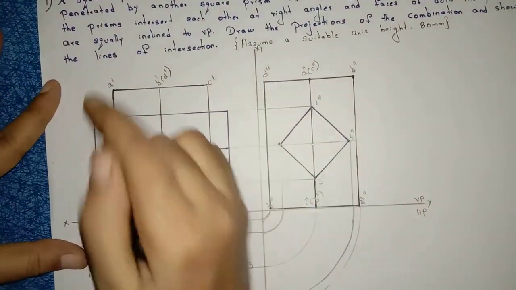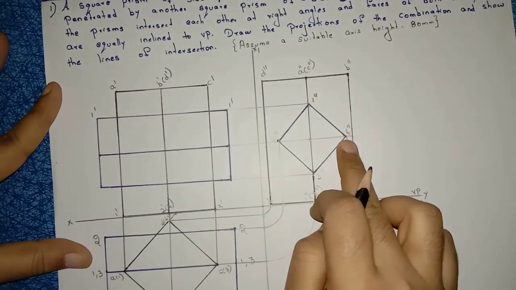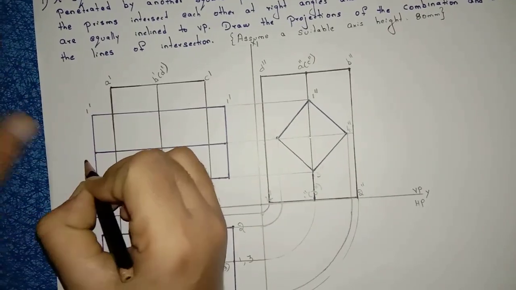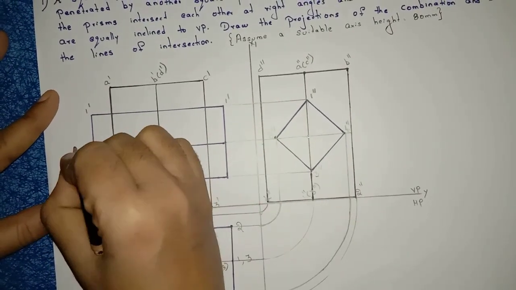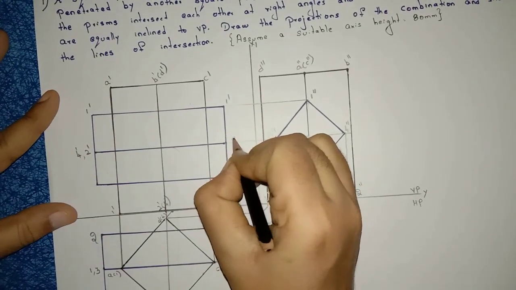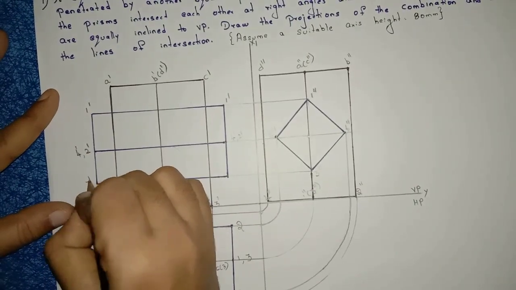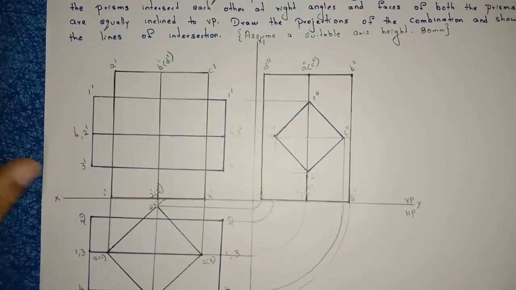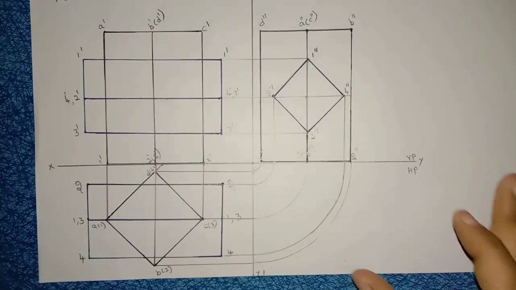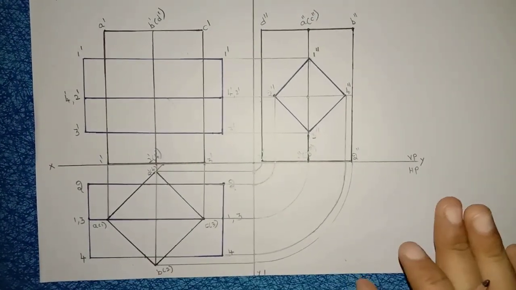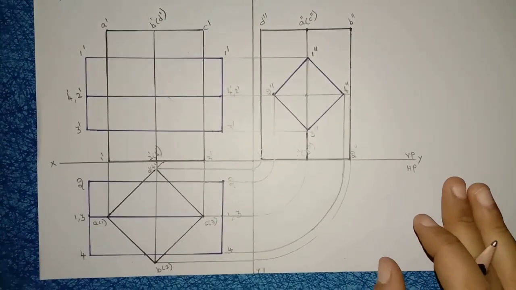Right? Now this is 1', no? 1', 4'' and 2'', right? So you can write here 4', 2', and here also 4', 2'. Here 3'', 3', 3'. See, one square prism is penetrated by another square prism. This is the combination, square prism intersecting square prism, right?